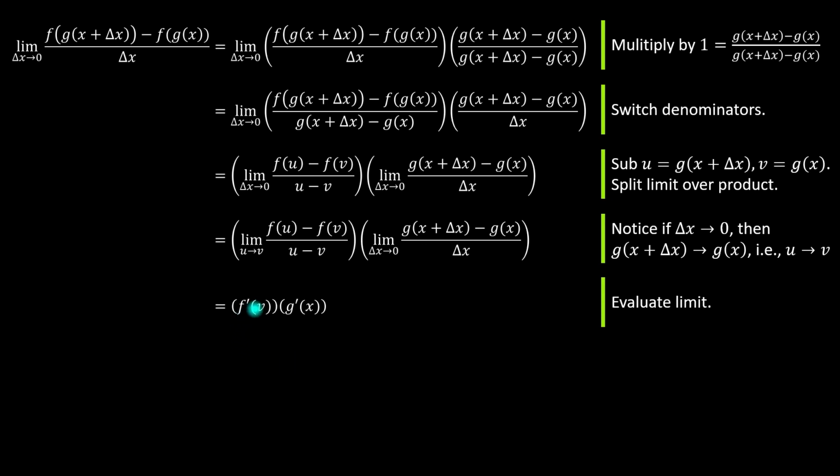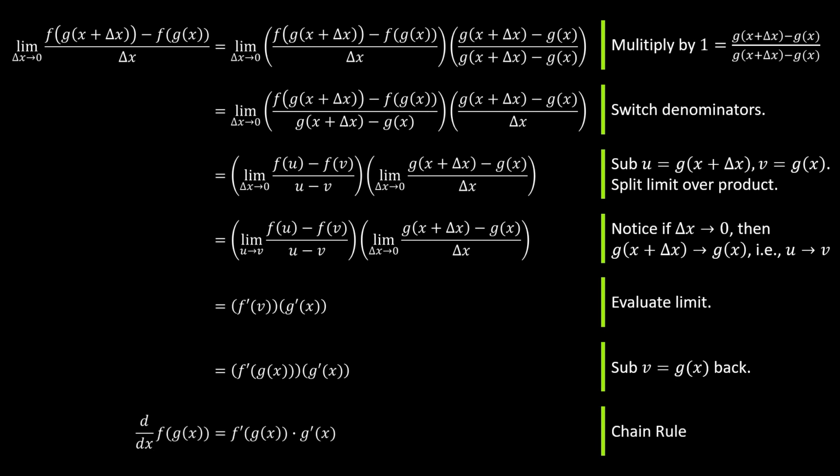So I can replace it as f prime of v, right? That's what our definition was. And g prime of x, because that's exactly what this piece was. But as we recall, my original thing was just in terms of x. I don't want a v there. So my next step is to substitute v back in. V was just g of x. So that's exactly what I'm going to put down here. And this gives me my chain rule.